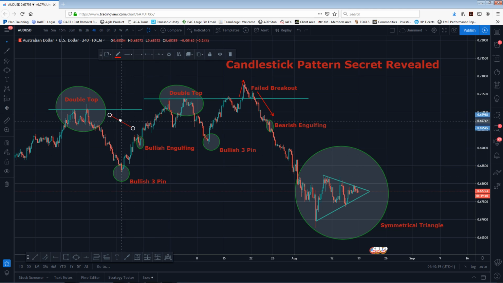And here again, I'll just go over this. This is the double top. You can see how it came and touched once here and again here, and that's what makes it a double top, and then price shot down.